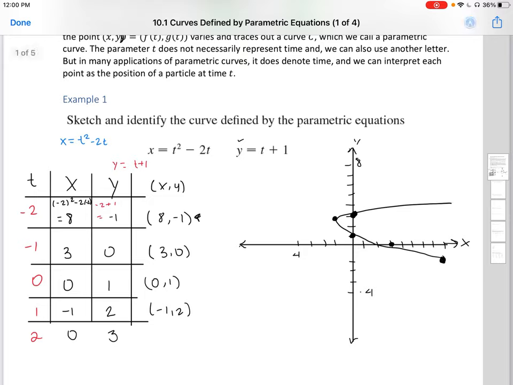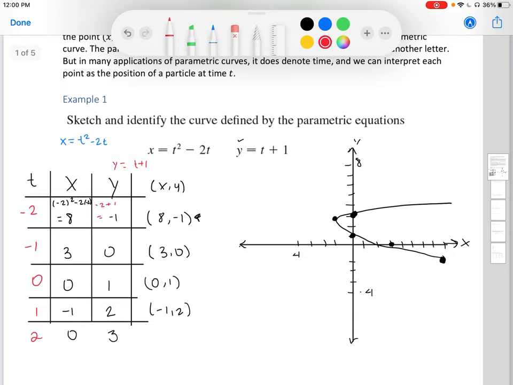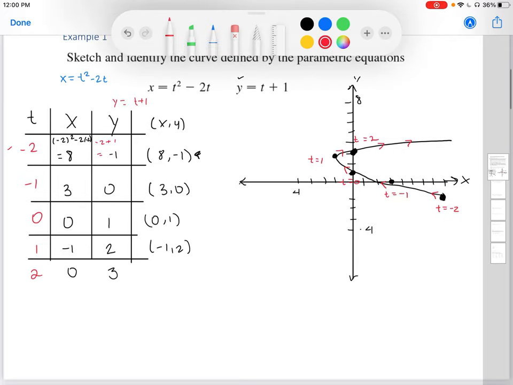Now we have our t's to account for. Our t is our position. Let's start with t equals negative 2, then t equals negative 1, t equals 0, t equals 1, t equals 2, and we see that with each t as it increases, it gives us a direction. So we draw little arrows to denote that notation, and that is an image of our parametric equation. Now let's expand on this idea.